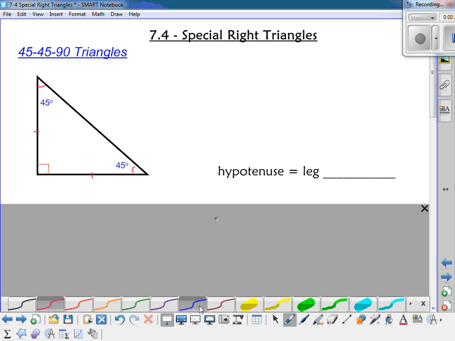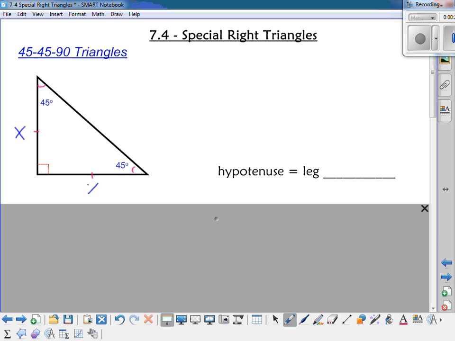So supposing I call each of these legs x, and I'll call the hypotenuse h. I want to find a relationship between the hypotenuse and the length of the legs. So the Pythagorean theorem applies, a squared plus b squared equals c squared. So I know h squared has to equal x squared plus x squared. The hypotenuse squared is the two legs squared added together. And so if I combine my like terms, I get h squared is equal to 2x squared. And I take the square root of both sides, and I get h is equal to x root 2.